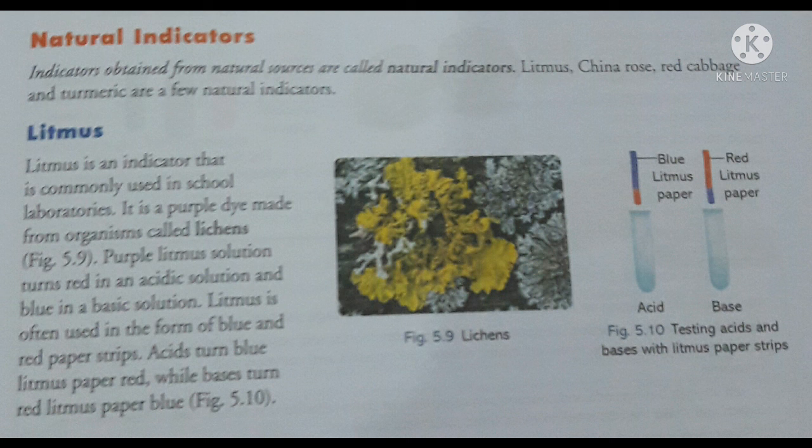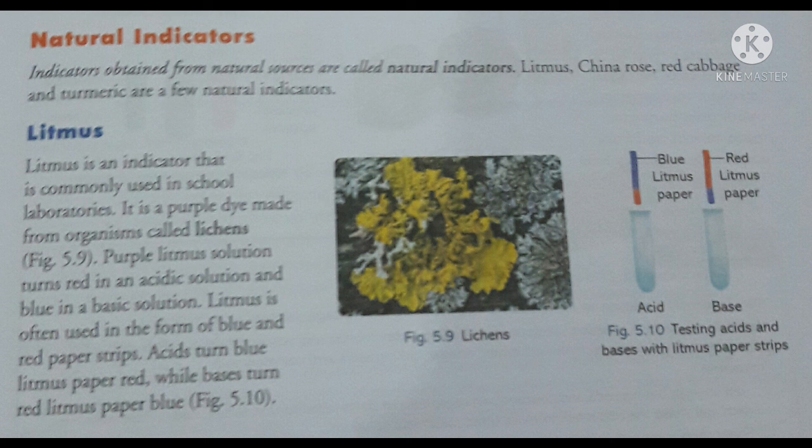Now first we discuss litmus. Litmus is an indicator that is commonly used in the school laboratory. It is a purple dye made from organisms called lichen. Purple litmus solution turns red in an acidic solution and blue in a basic solution. Litmus is often used in the form of blue and red paper strips also.